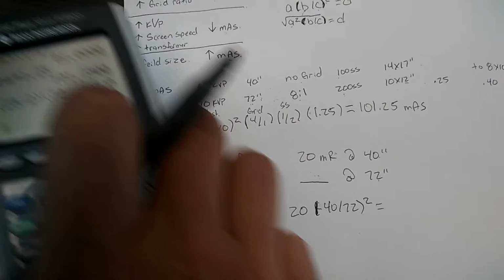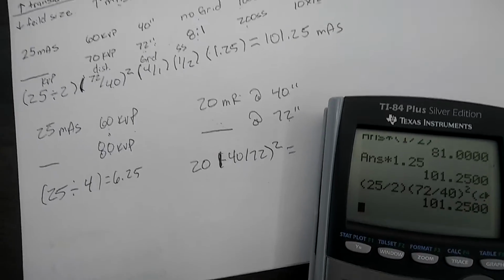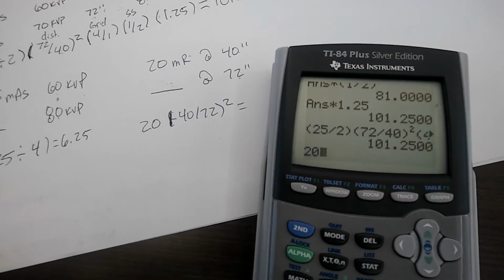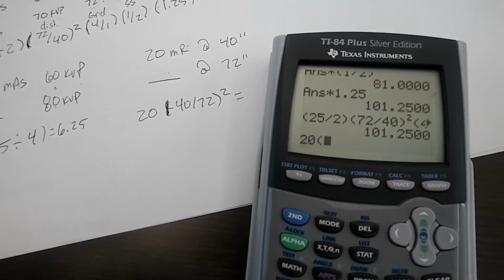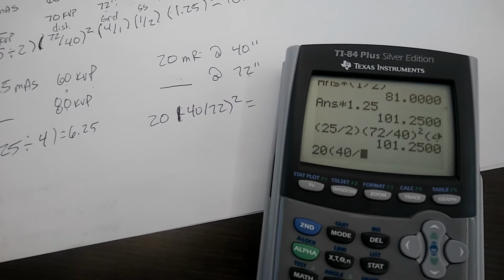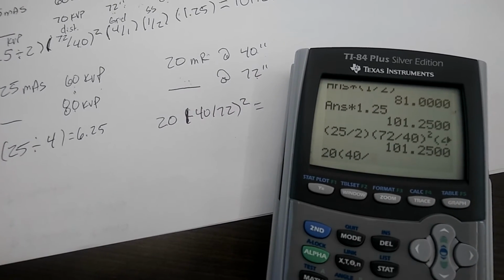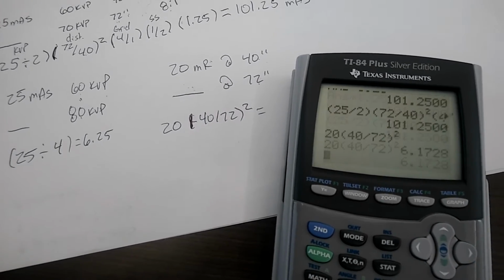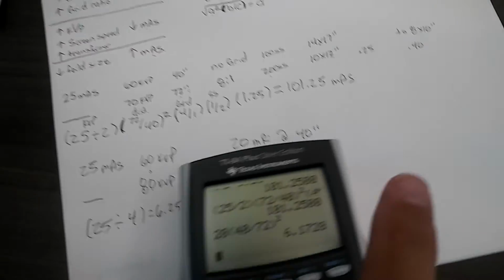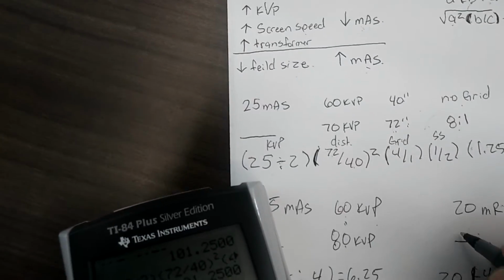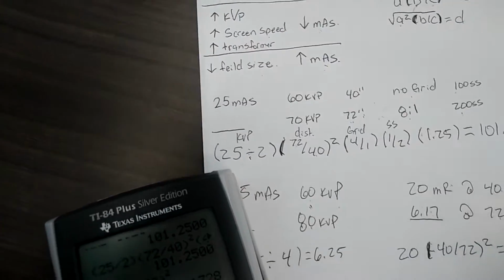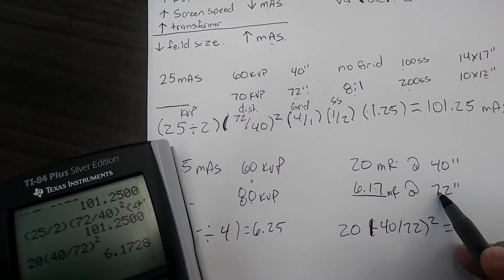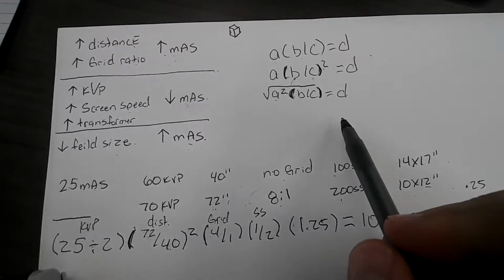Equals what? Calculator. So we have 20 times 40 divided by 72 squared equals 6.1728. So let's just say 6.17 milliroentgens at 72 inches. All right, now here's where this formula is going to come into play.